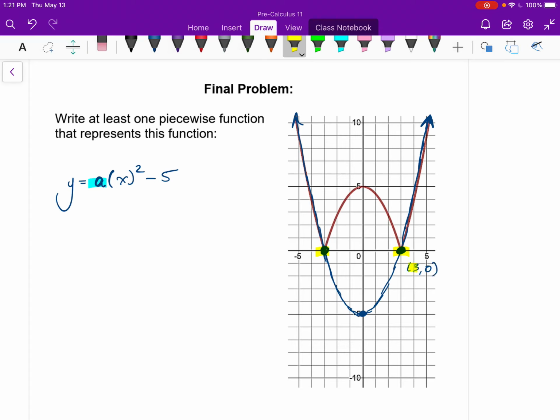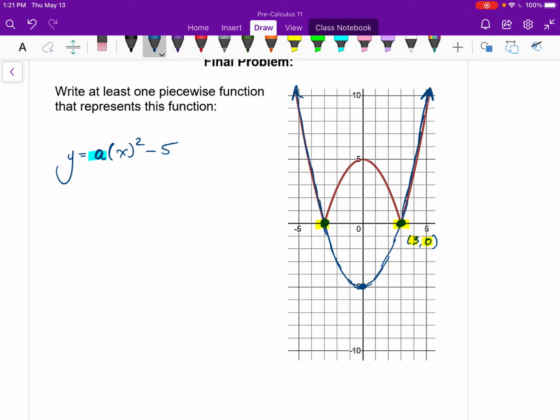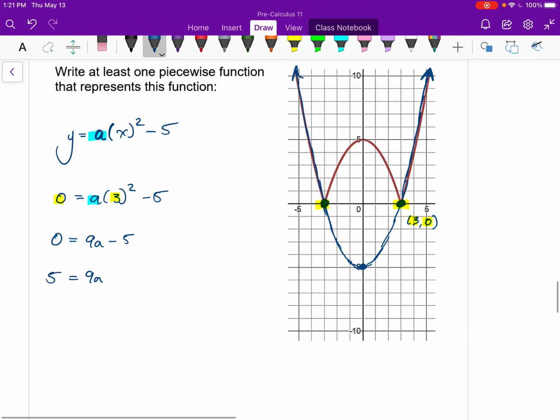And I'm going to substitute that into my equation up here, and then I can solve for a. So I'm going to put this equation on hold for a moment, and I'm going to write it as 0 equals a times 3 squared minus 5. And now I can solve for a really quickly. I get 0 equals 9a minus 5, which means 5 equals 9a when I add 5 to both sides, which means a must equal 5 ninths.